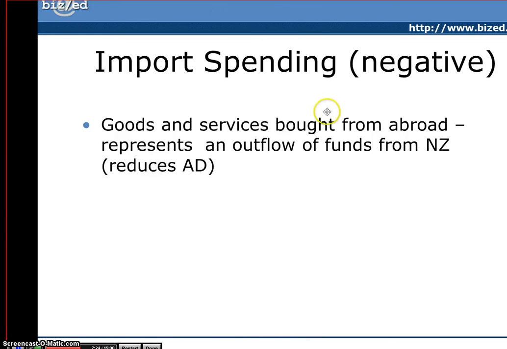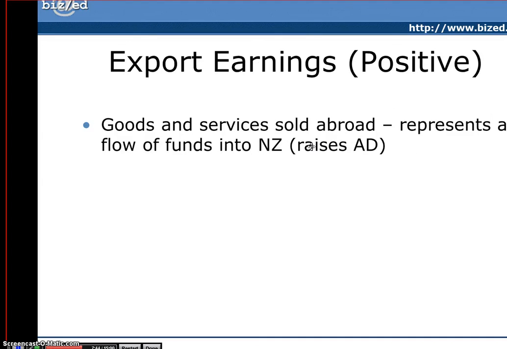Import spending will depend on what's going on with overseas. So this is really important. What's happening in New Zealand has no effect. No, I'll take that back. Sorry, I got that around the wrong way. Import spending, it depends on what income's like in New Zealand. If New Zealand's doing well, if our incomes are going up, we buy more imports. Simple as that, really. And that's an outflow of funds out of the country.